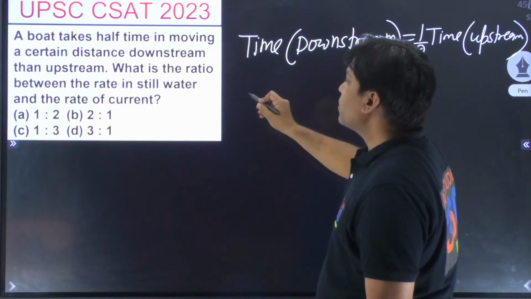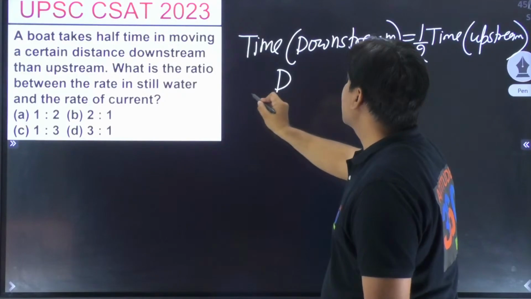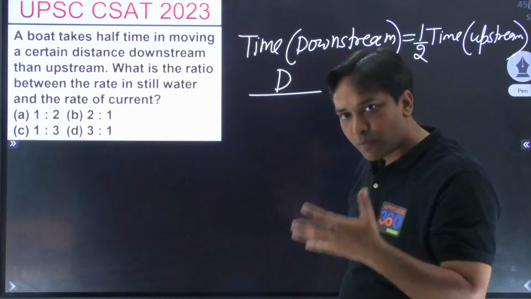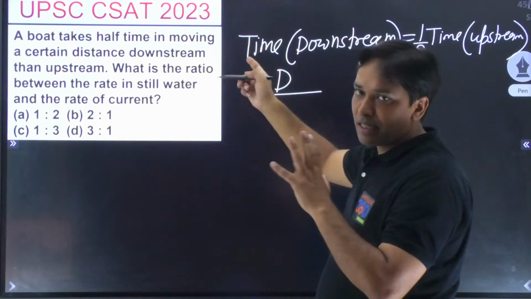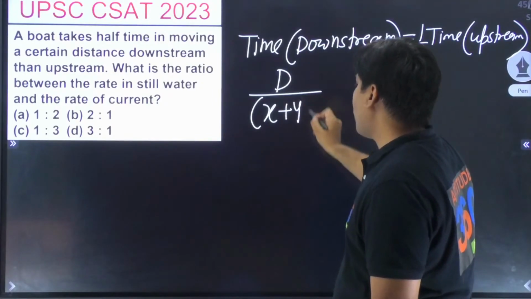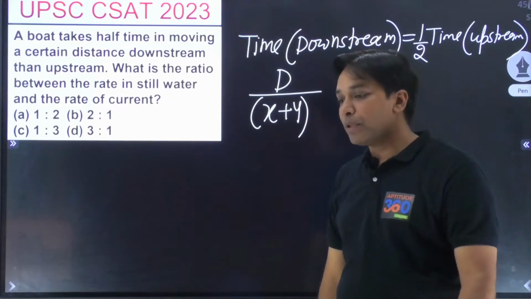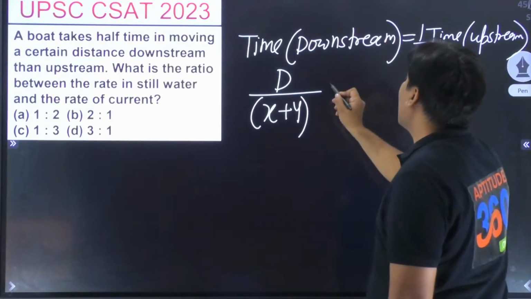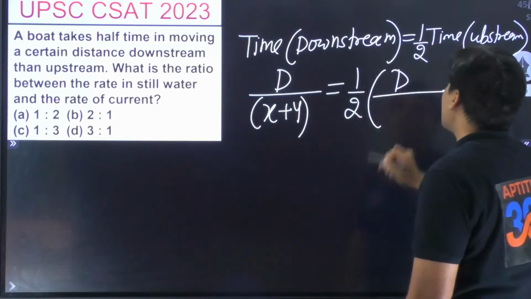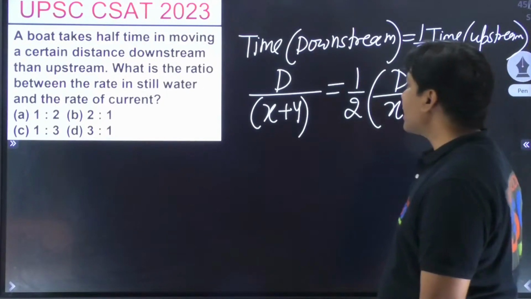What is the ratio between the rates? I would say that the distance is the same. Distance, what is time? Distance upon speed. So let the distance be the same, d, and this comes out as x plus y. Who else is getting the answer, people? And this is going to be half, distance upon x minus y. Please understand this. Did we understand this?